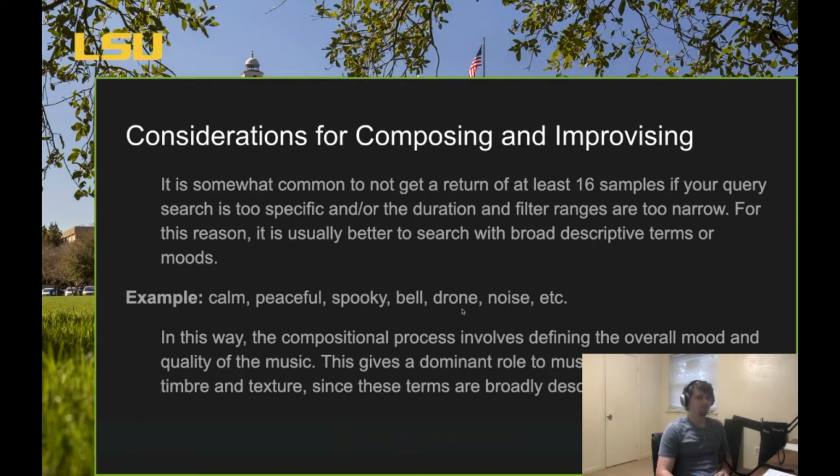Halloween was just not too long ago, so we could search for spooky with a boominess filter. And so we could, before we even begin to perform the piece, improvise, we could define the mood and quality of the music this way. And to me, this makes sense that it would give a dominant role to musical elements like timbre and texture, since they're also kind of broadly descriptive.